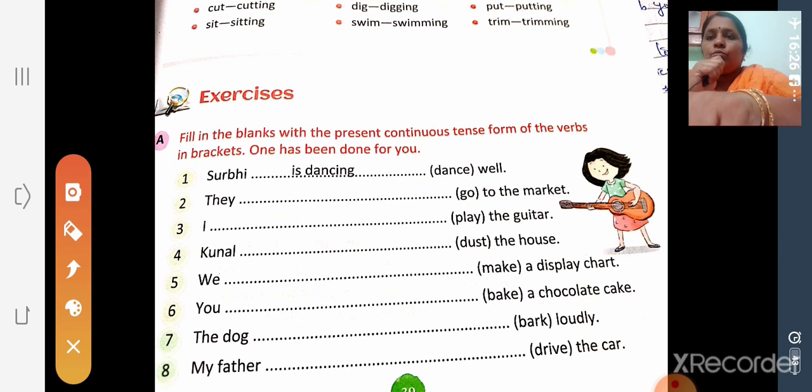Okay, we have to do this exercise. Surbi, dash, dance well. Surbi is singular, so is dancing.